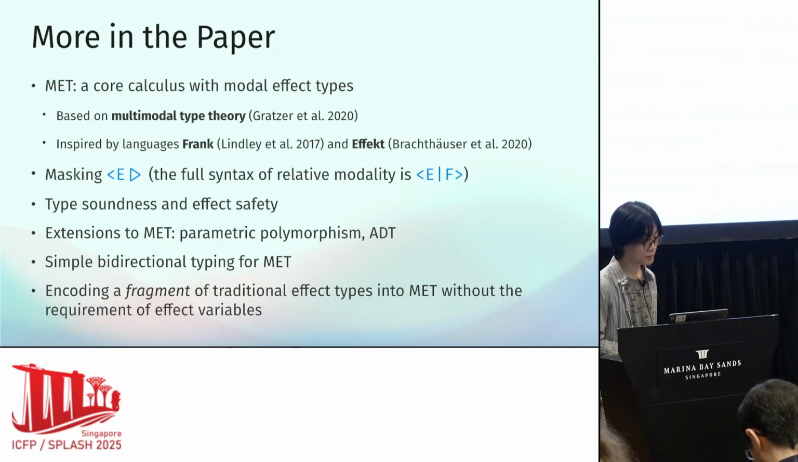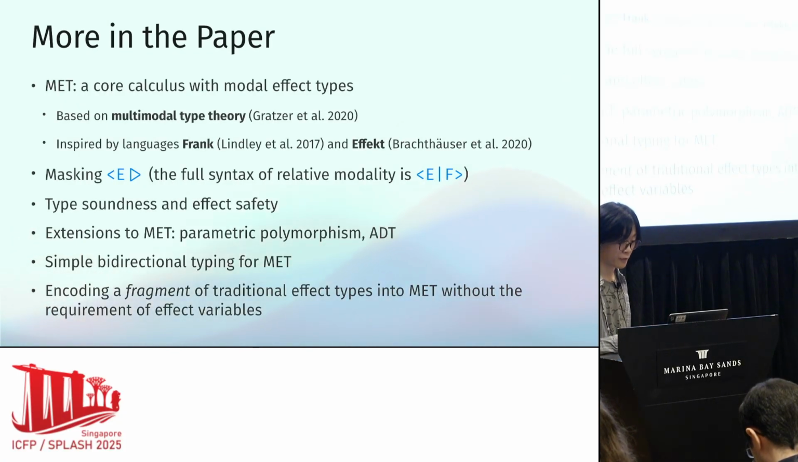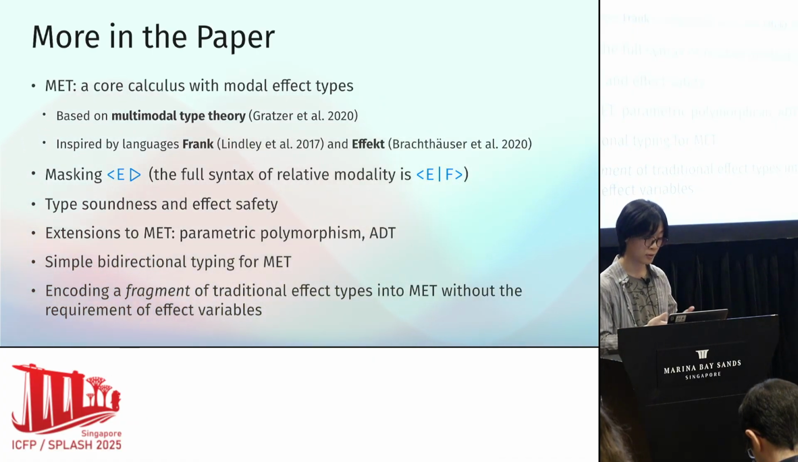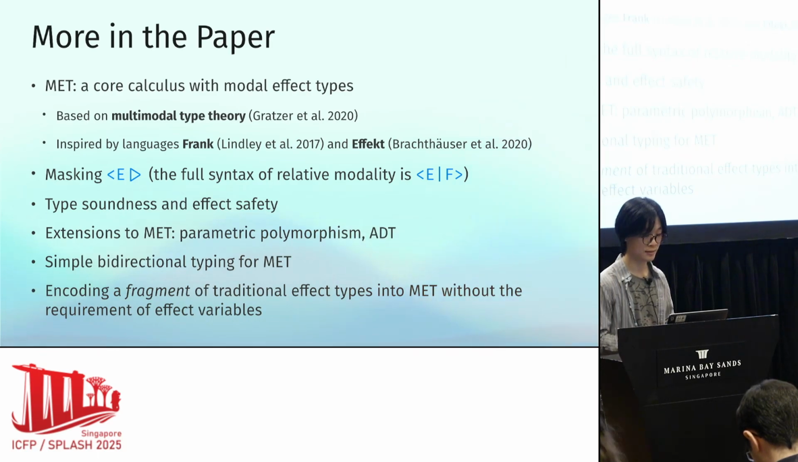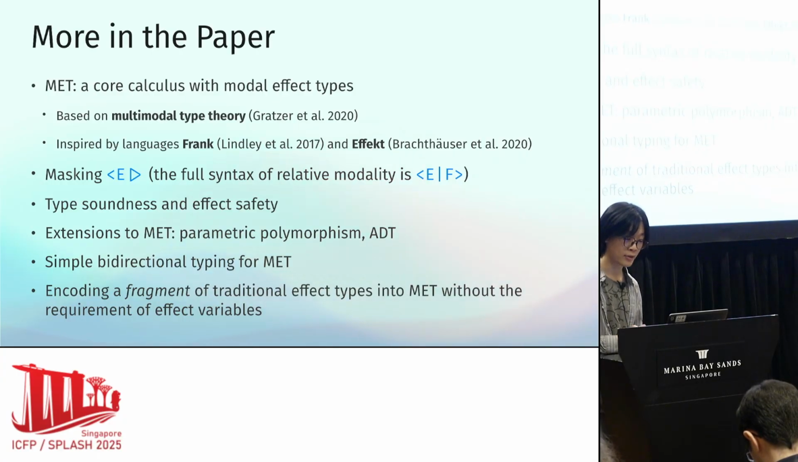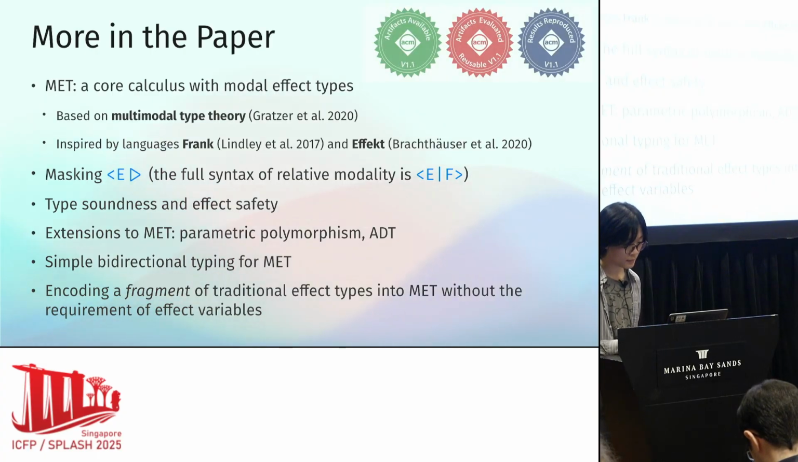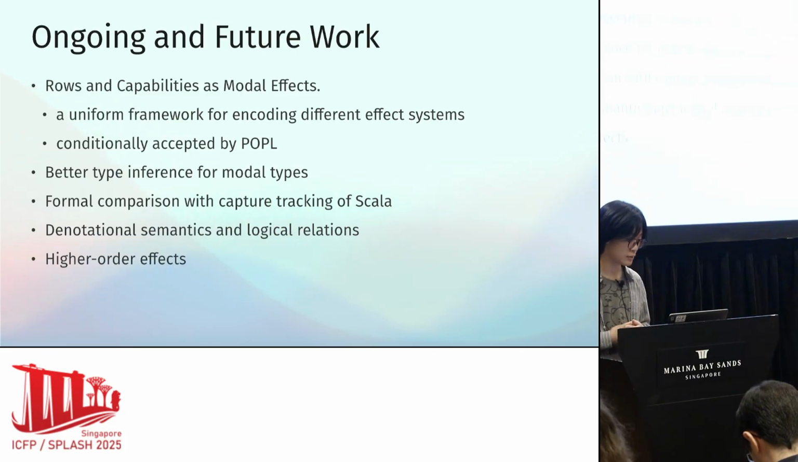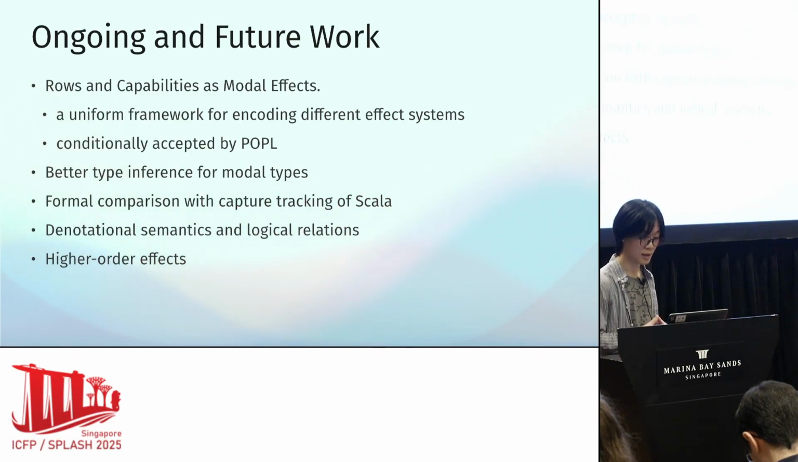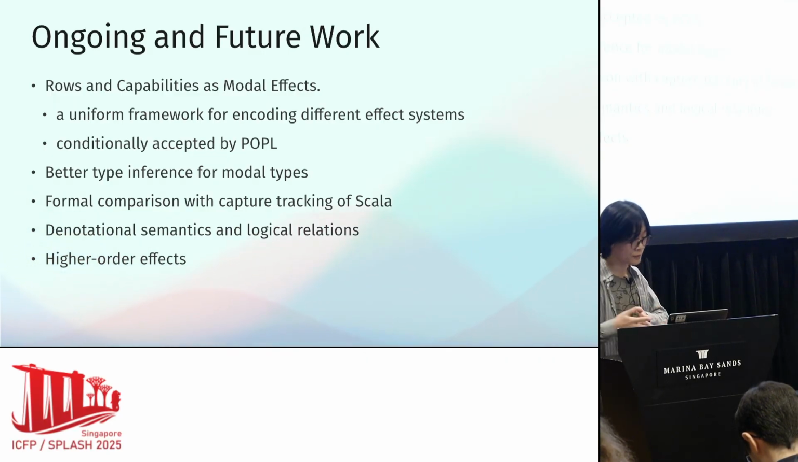Yeah, and there's more in the paper. We have a core calculus based on multimodal type theory, inspired by Frank and Effekt. We also have masking. So our previous relative modality only adds effects to context, but we can also remove effects from the context. And standard meta theory, some extensions like standard polymorphism, algebraic data types, and a simple bidirectional typing, and some encodings. Yes, and we have an artifact, a prototype implementation. There is also some ongoing work about a framework for encodings, and we are doing better type inference. I want to have a formal comparison with capture tracking, and also distributional semantics and higher order effects.